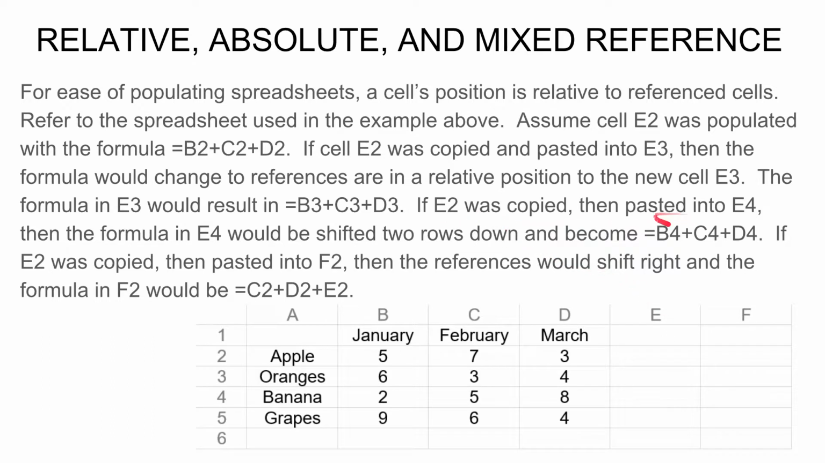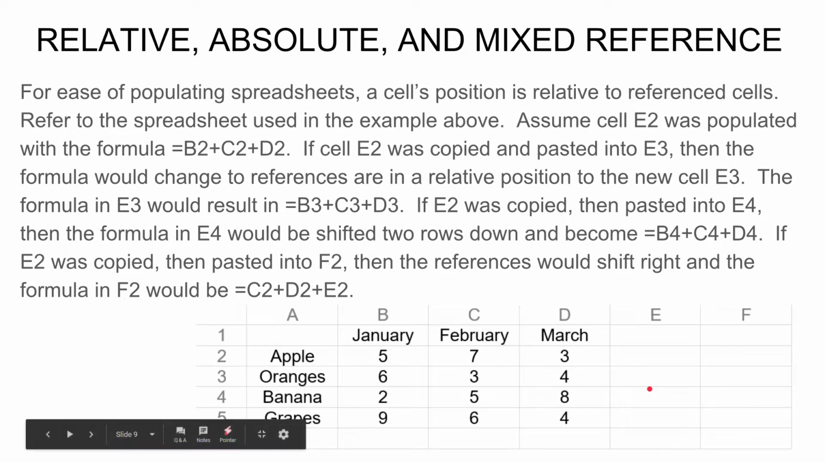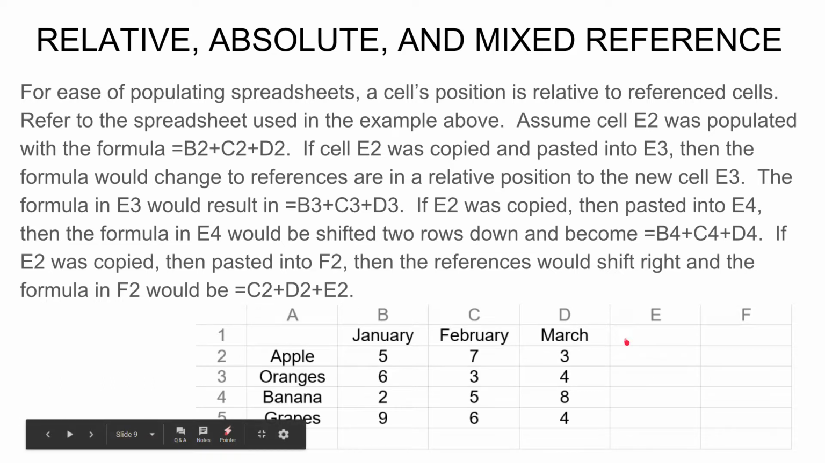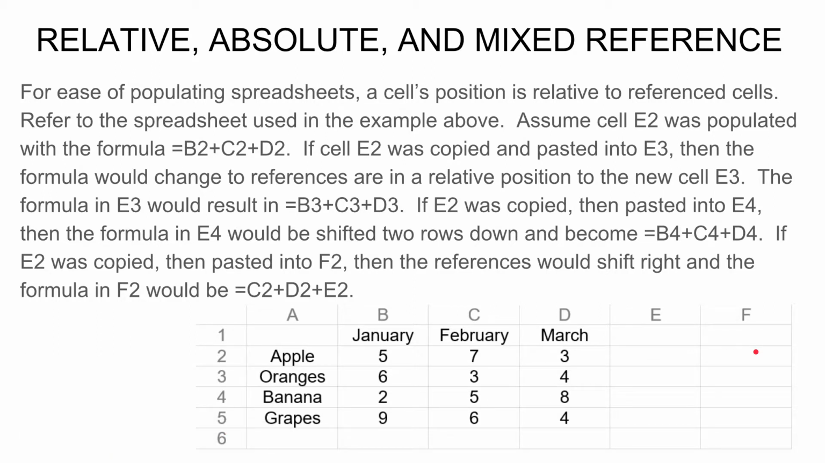If E2 was copied to E4, then we're moving 2 rows down. So we're going B4, C4, and D4. And let's say we were to move to the right. Then if we move to the right, we are moving one column to the right. So our B2 term would turn to a C2, C would turn into a D2, and then D2 would turn into an E2. So this is an example of relative references.